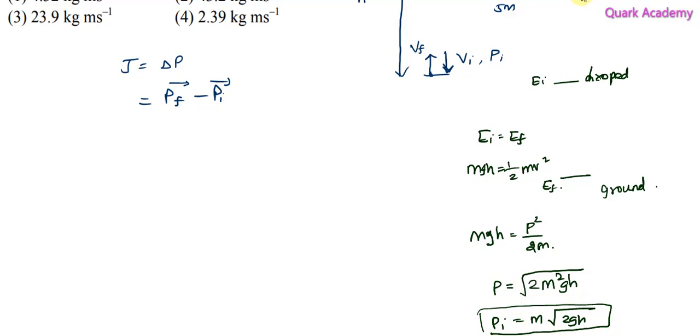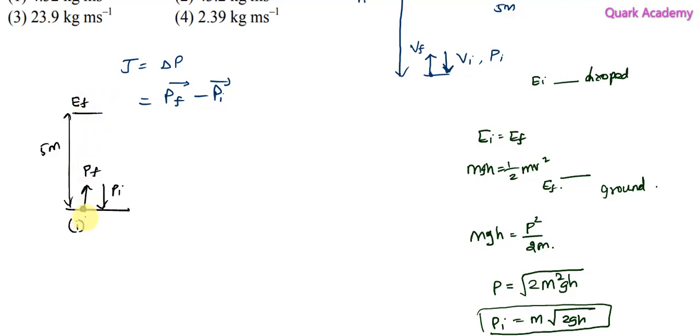Similarly, I want to write the final momentum. Final momentum is the momentum just after hitting the ground. So just before hitting the ground is the initial momentum. Just after hitting the ground is the final momentum. So how to calculate this? For that, you have to consider this as the initial position, and the object has risen up to 5 meters. So you consider this as final.